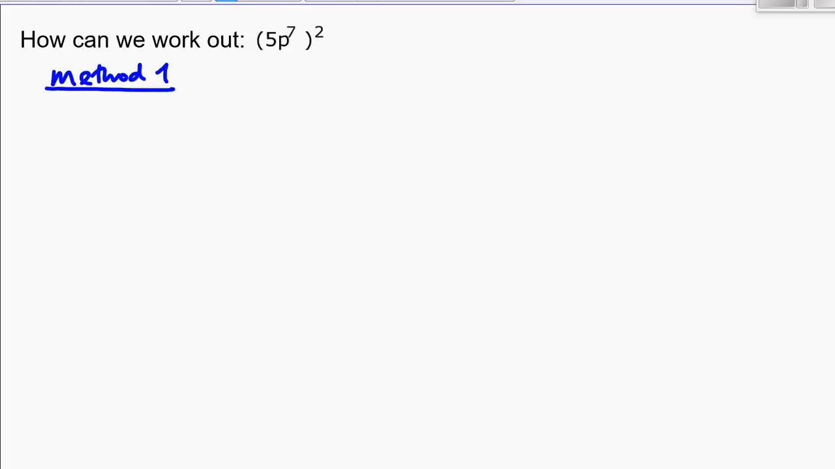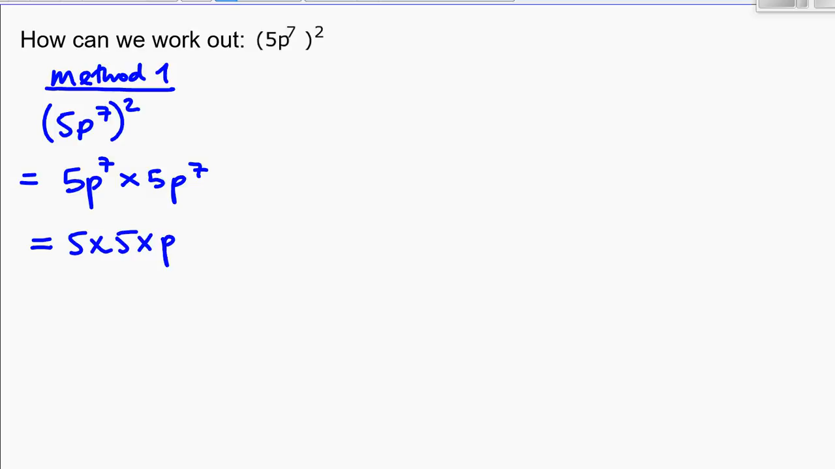you have 5p to the power 7 squared. That is the same as 5p to the power 7 multiplied by 5p to the power 7, which is 5 multiplied by 5 multiplied by p to the power 7 multiplied by p to the power 7, which will give us 25 p to the power 14, because you're adding exponents. And that's that.